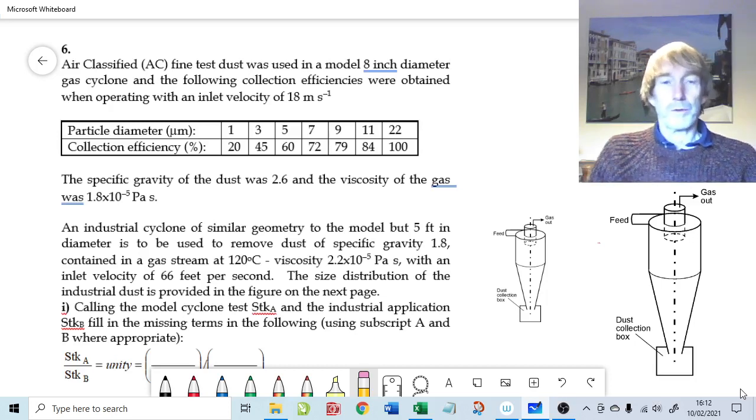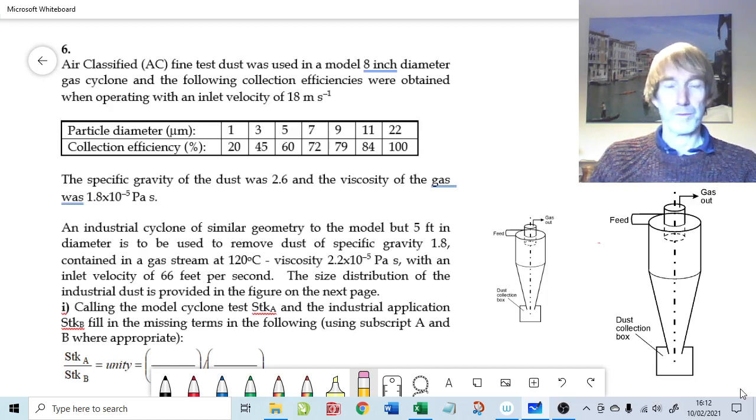Well, welcome to question 6 from the end of chapter 14 in the book Fundamentals of Particle Technology. This is the second part of the answer to question 6. The first part of the answer considered the theory that we're actually going to use here. So this is the nitty-gritty calculations, whereas the first part was the nice easy bit which just discussed the theory.